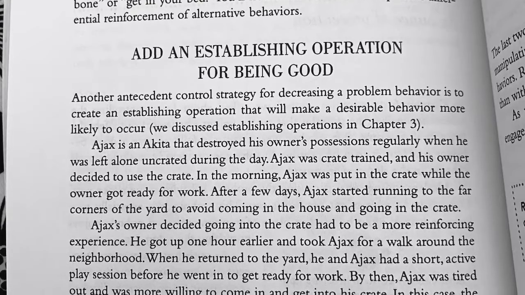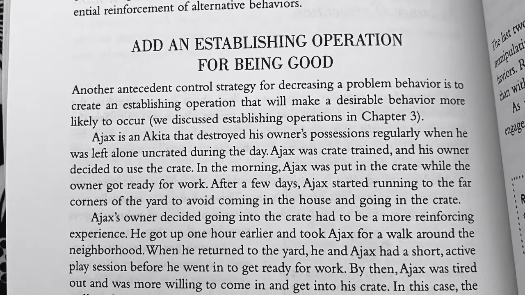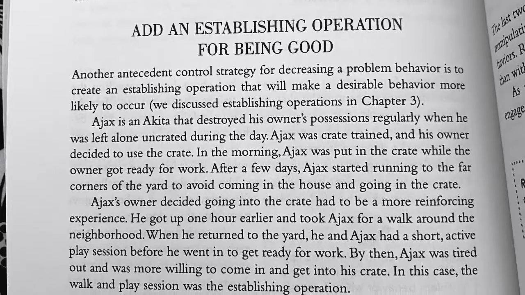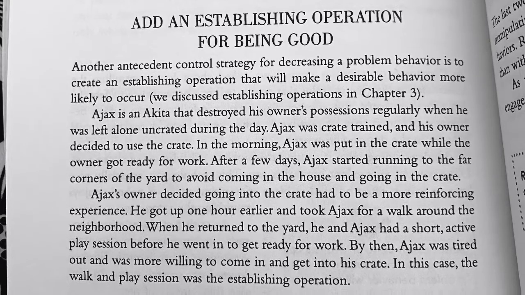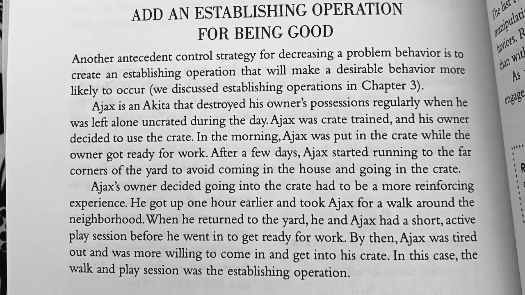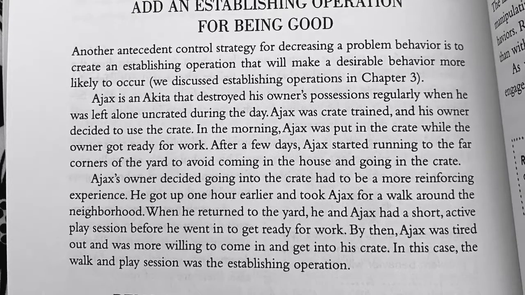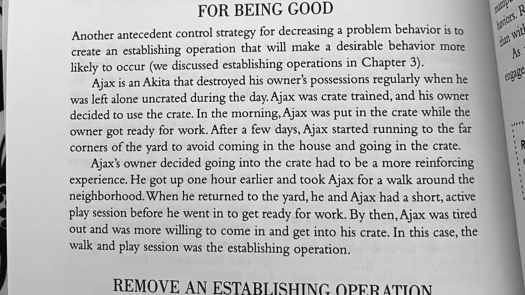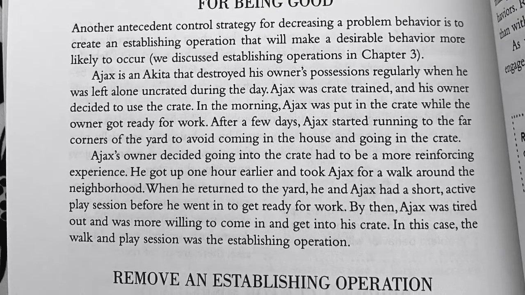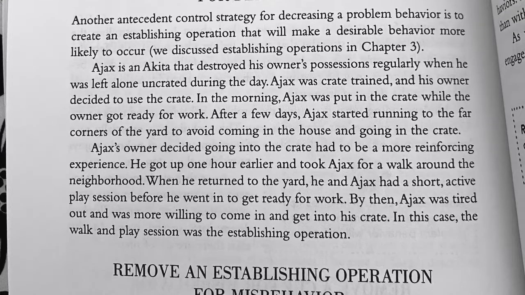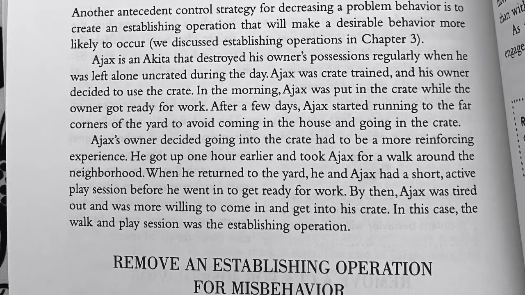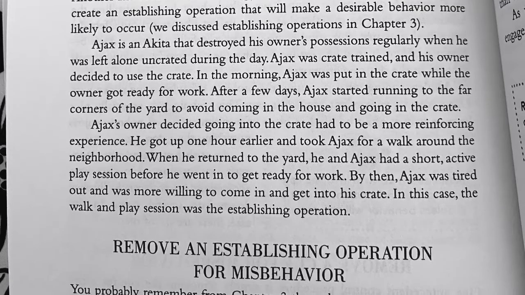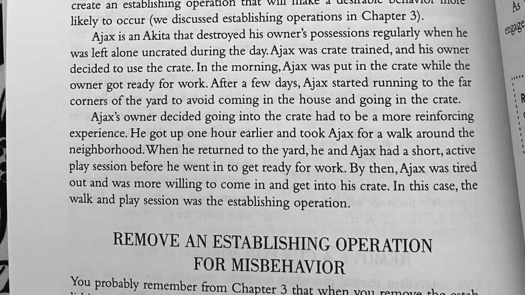In the morning, Ajax was put in the crate while the owner got ready for work. After a few days, Ajax started running to the far corners of the yard to avoid coming in the house and going to the crate. Ajax's owner decided going into the crate had to be a more reinforcing experience. He got up 1 hour earlier and took Ajax for a walk around the neighborhood. When he returned to the yard, he and Ajax had a short, active play session before he went in to get ready for work. By then, Ajax was tired out and was more willing to come in and get in his crate. In this case, the walk and play session was the establishing operation.